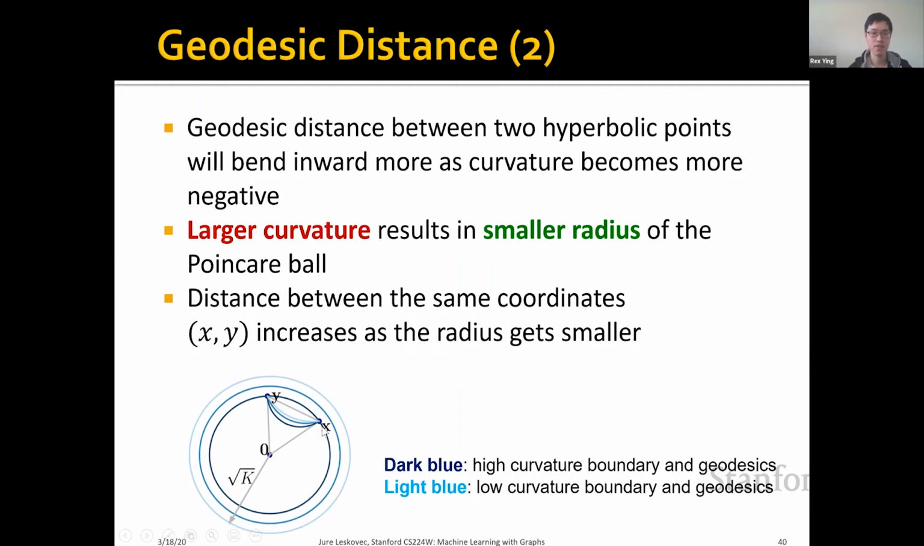In the extreme case where the space is Euclidean, meaning that the Poincare ball is infinitely large, the geodesics do not bend at all, which recovers our Euclidean concept of shortest path, which is basically a straight line here.